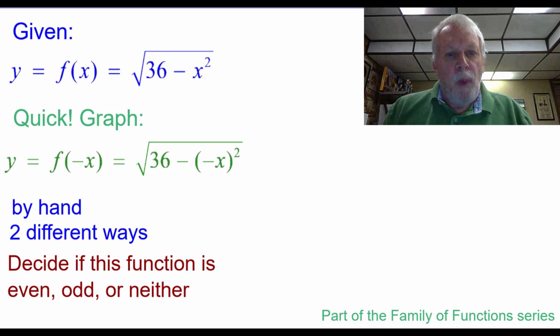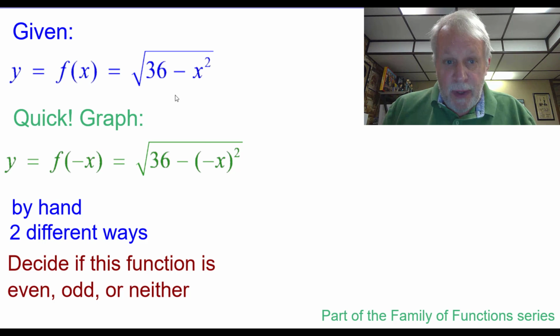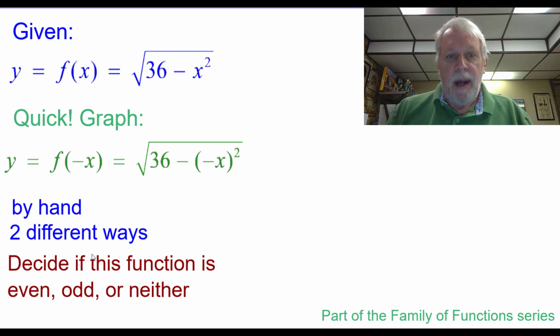Quick, graph y equals the square root of the quantity 36 minus the opposite of x, the quantity squared, by hand, 2 different ways. Then decide if this function here is even, odd, or neither. This is part of the family of functions series.